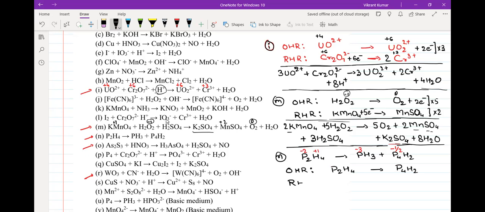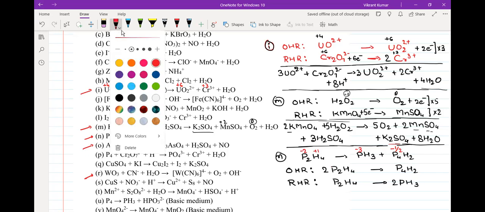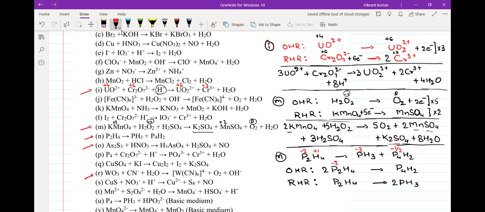And in RHR, I'll be writing again P2H4 itself is getting converted into PH3. Now I'll balance the phosphorus. For that I need to put 2 here, and in this case I need to put 2 here. And then if you check the number of electrons, oxidation state is going from -2 to -half. How much is the change per phosphorus? -2 to -half, plus 3 by 2, minus 3 by 2 change. We consider the magnitude of change. Okay.